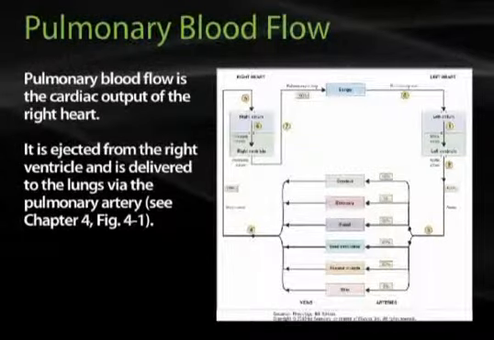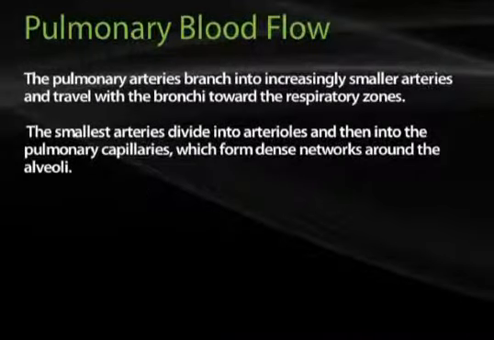The pulmonary blood flow, which is outlined in Chapter 4, Figure 4.1, is a dual circulation. The pulmonary blood flow is the entire cardiac output from the right heart. The pulmonary arteries branch into smaller arteries and travel with the bronchi towards the respiratory zones. The smallest arteries then divide into arterioles and branch into an extensive capillary network, which surrounds the alveoli.